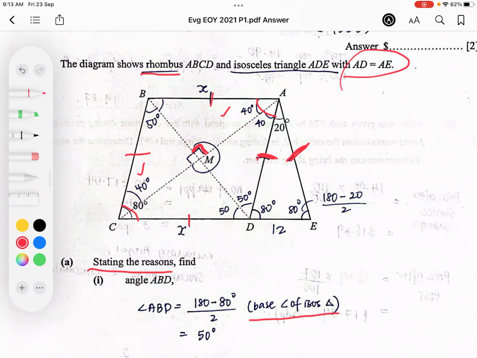If you're using the isosceles triangle, we are looking at the base angle of the isosceles triangle. Okay, there are different answers. Some of them is angle sum of isosceles triangle. This is base angle of isosceles triangle.